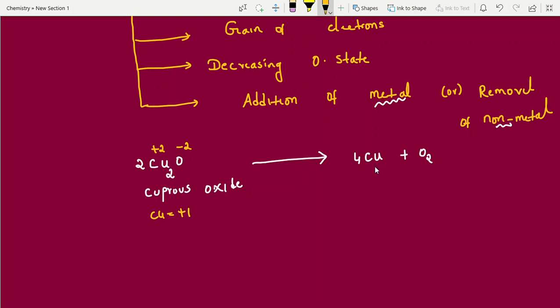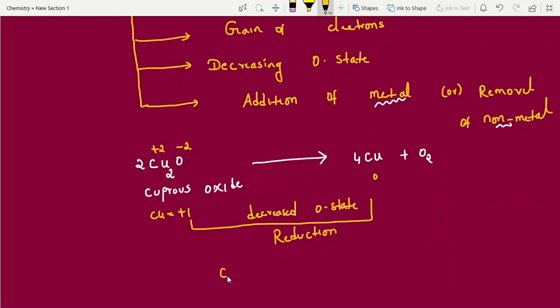Here, copper is in native state, 0 oxidation state. See here, plus 1 to 0, plus 1 to 0. That means decreased oxidation state. Decreased oxidation state is nothing but reduction. That's it, students. Now see another definition.